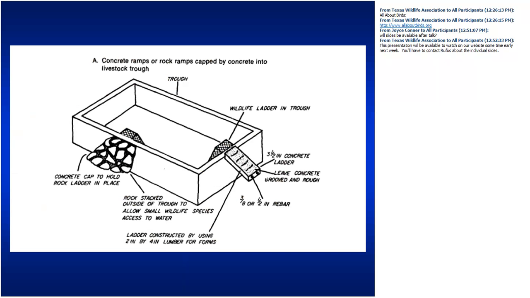Guzzlers. Basically, these are water catchment devices, and there are basically 3 parts to it. One is the catchment area, so how you catch the rain. The other is the storage of that rainfall, and lastly is the delivery. And if you think about it that way, there are just a number of different ways to accomplish that.